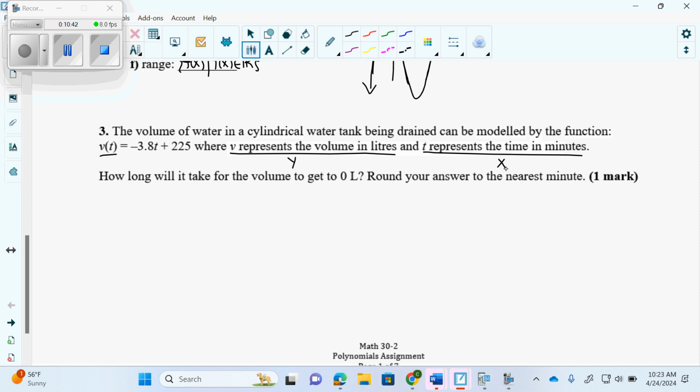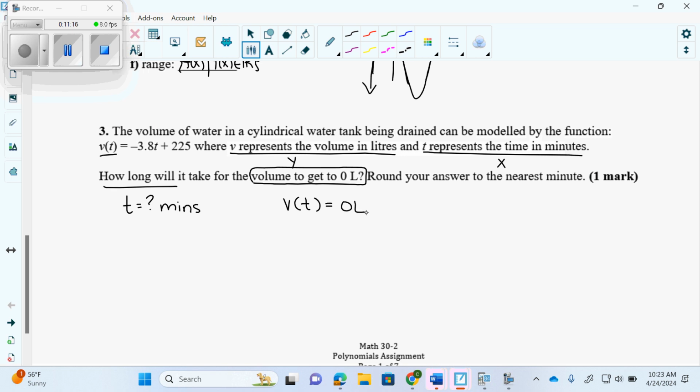This is the last curriculum outcome I gave you. It's a word problem where I give you the equation, correct? And then ask you stuff about it. Okay? So here it says, how long, what am I looking for? Time or volume? Time. So I know I'm looking for a time of some sort in minutes. How long will it take for the volume to get to 0? So they gave me the volume, correct? They gave me V of t equals 0 liters.